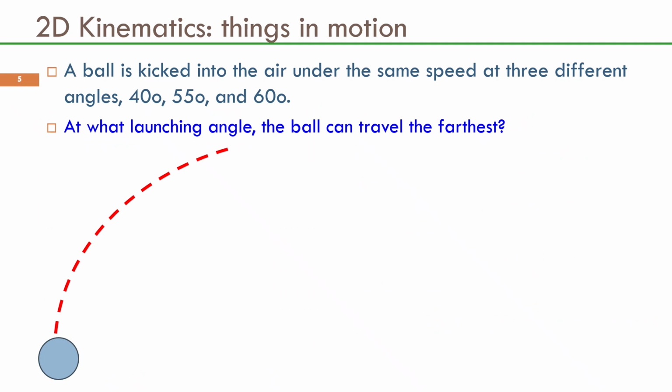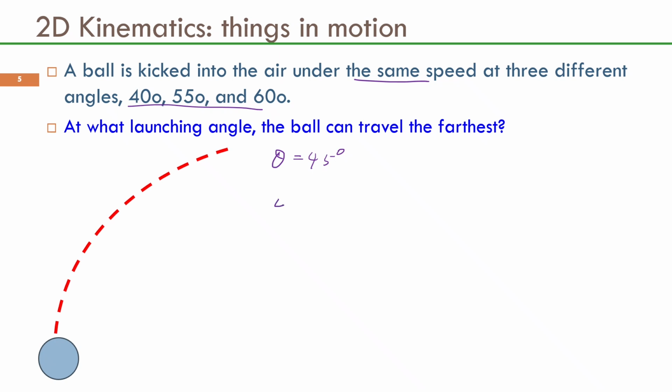Lastly, let's look at the question I left in the previous video. With the information and the equation, we know this question should be very straightforward. The question says, a ball is kicked into the air at the same speed at 3 different launching angles. At what launching angle can the ball travel the furthest? We know that theta equals 45 gives us the longest range, but also we know if you are closer to 45 degrees, you're going to have a longer range.